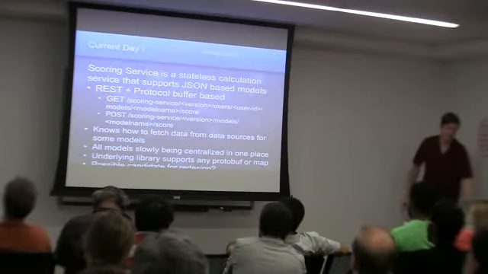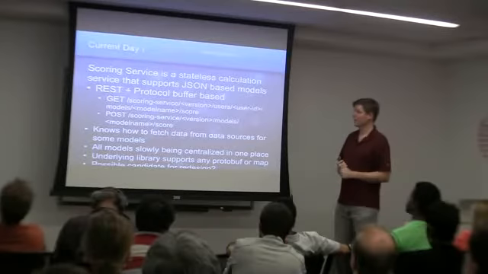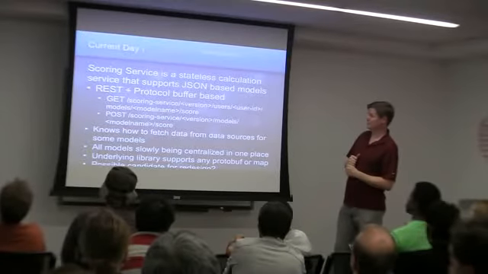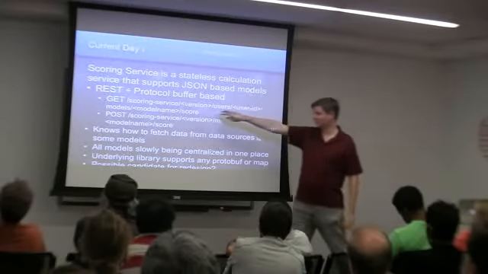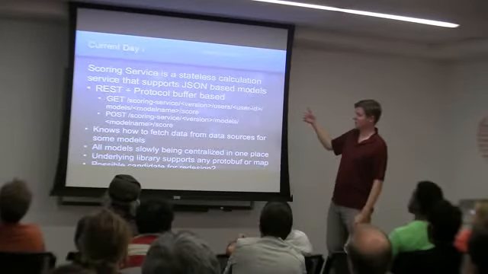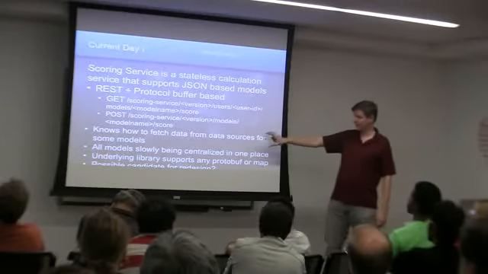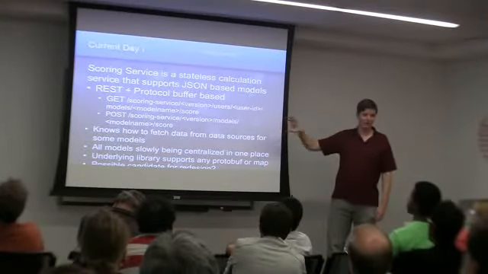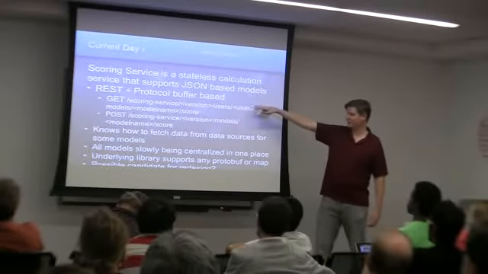Okay, the scoring service is a little different than the other ones. This is a stateless calculation service, and it was originally written to handle scoring a particular user based off a model. So given a particular model name, this is scored. And it knows how to fetch data from various remote data sources for particular URLs. There's more than this.